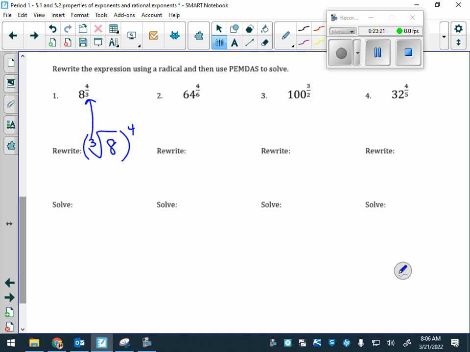Okay, so your root is your denominator, your exponent is your numerator. So the cube root of 8 is what? 2. And 2 to the 4th? 2 times 2 times 2 times 2. Nick? 16. Good. So we could evaluate my root first before raising it to the 4th power. That's PEMDAS. So parentheses first, then your exponent. Okay? Yeah, Liam.